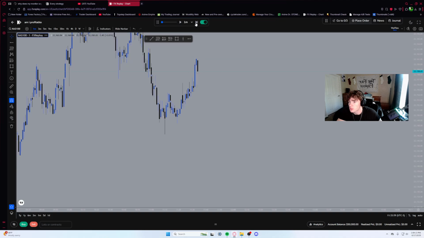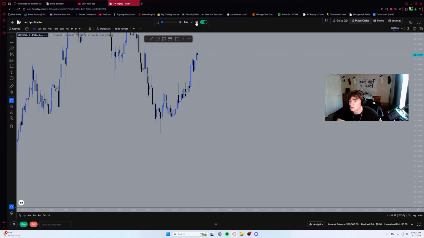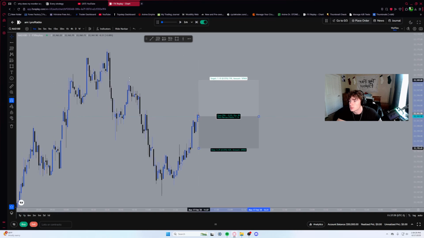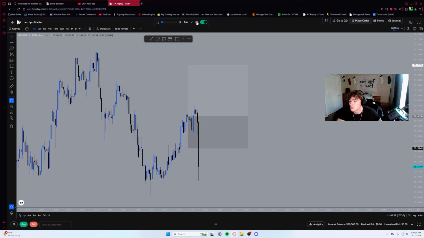Cool. And I just want to look for a retracement. Nice. How long here? Stop loss below the fair value gap. Take profit right here. It's just a bad trade.